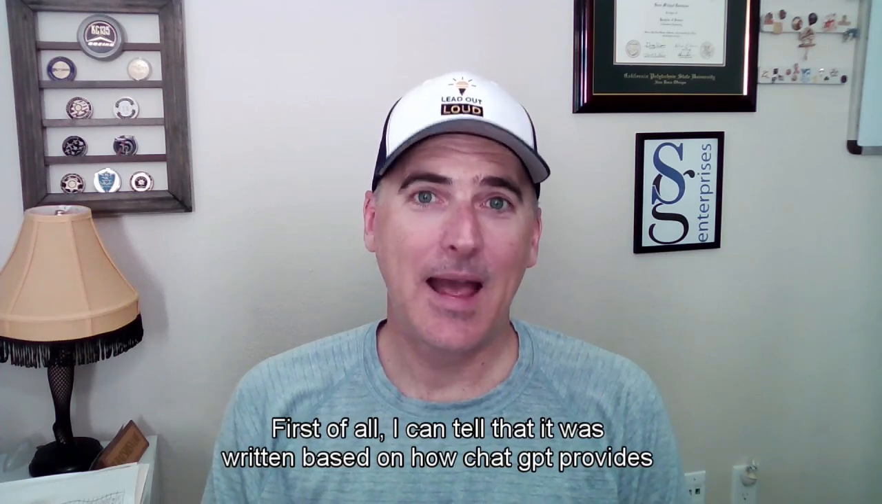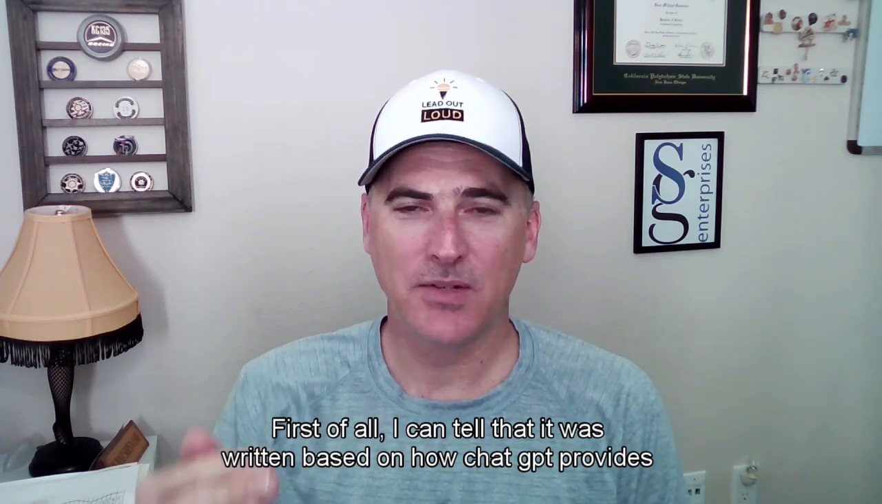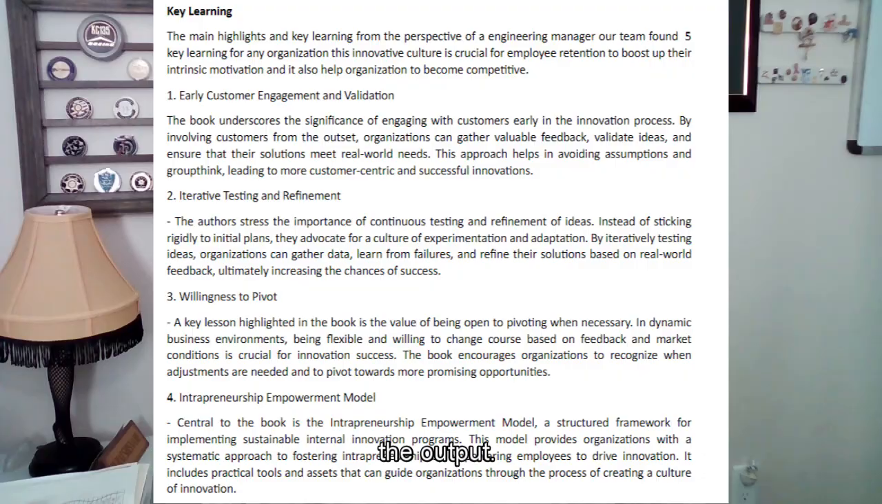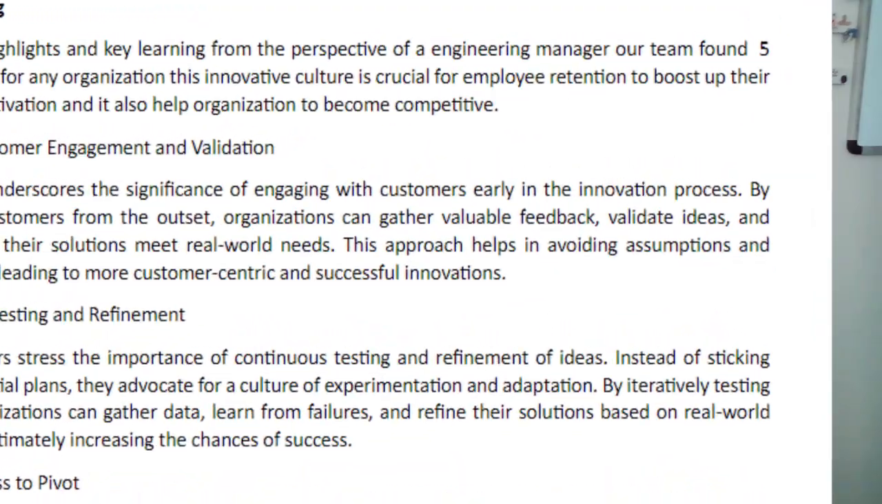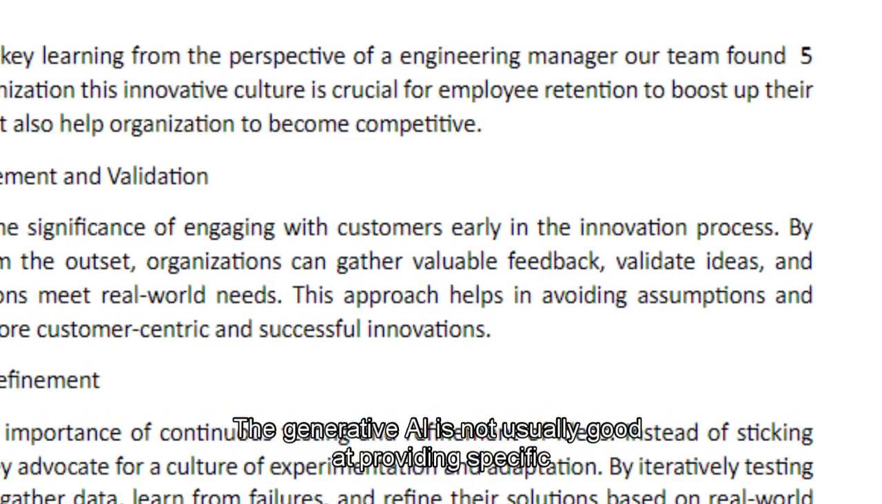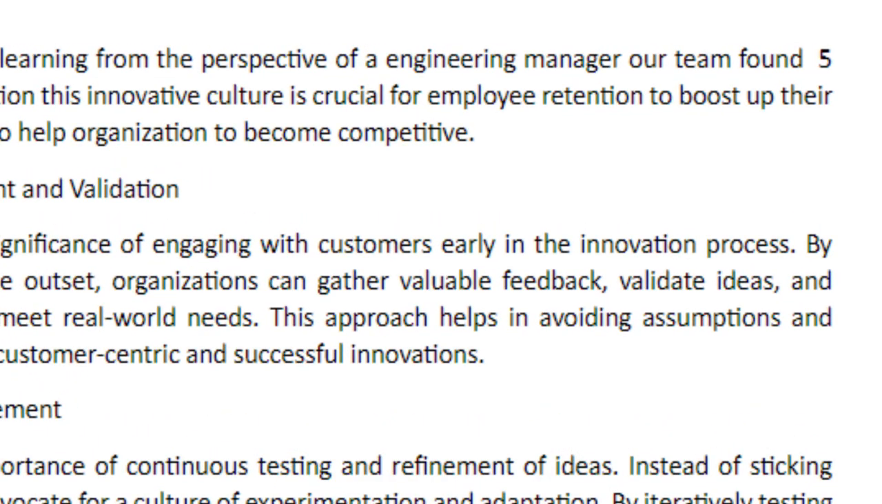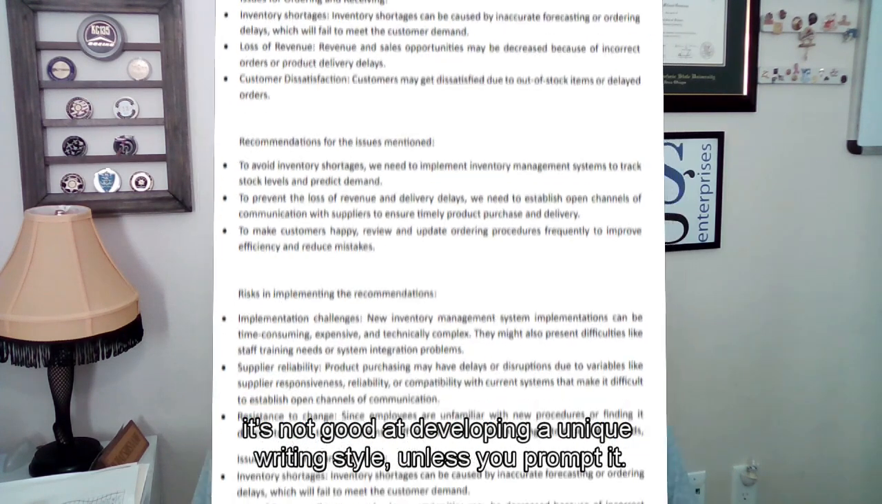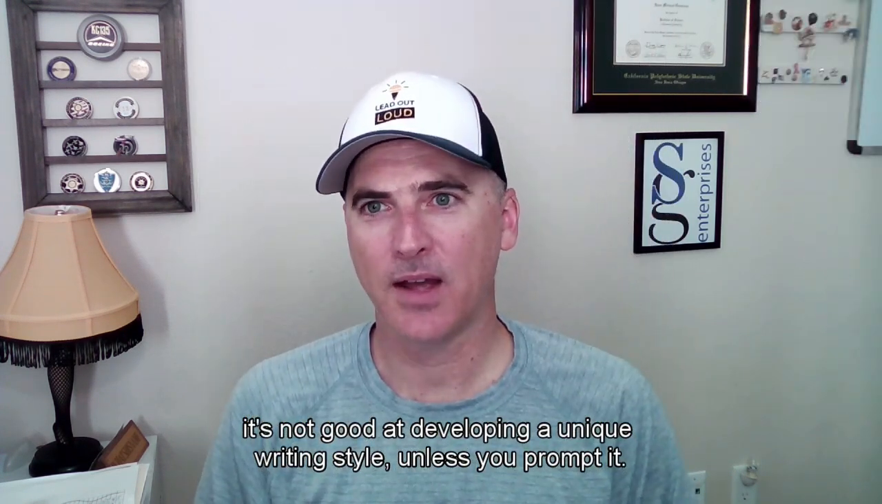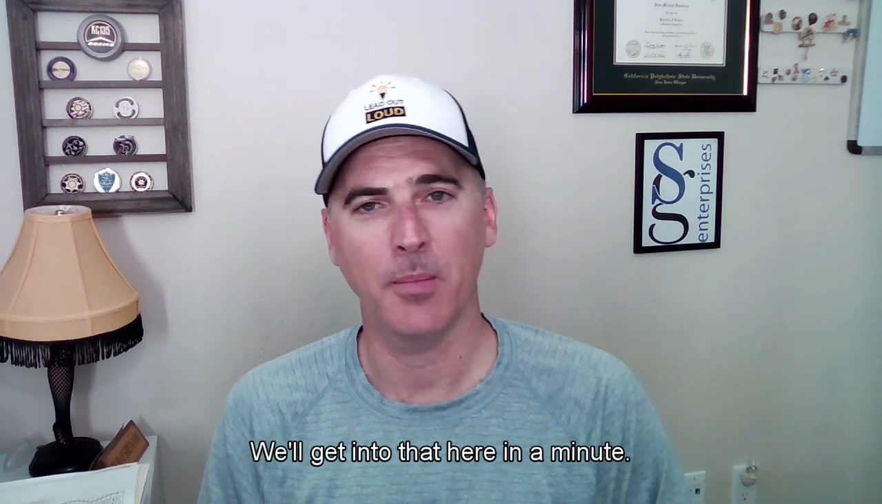First of all, I can tell that it was written based on how ChatGPT provides the output. It tends to be very generic, so that's another con. The generative AI is not usually good at providing specific examples of things. It speaks in generalities. It loves to do bulleted lists, and the format of those lists tends to be the same. So it's not good at developing a unique writing style unless you prompt it. We'll get into that here in a minute.